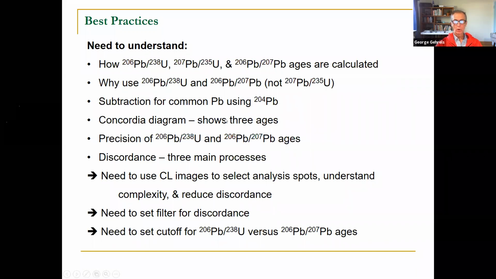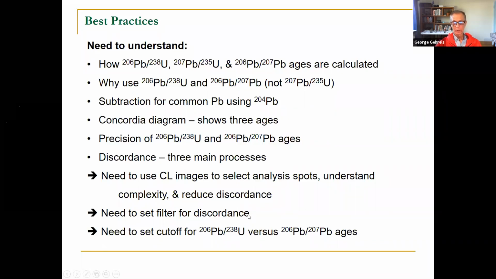You need to know how to use the Concordia diagram. That's how you're going to present your data. You need to know the precision of these 206-238 versus 206-207 ages so you can choose which one you're going to report. And then you need to understand the patterns of discordance, those three main processes. CL images are an absolutely essential tool for doing that kind of analysis. You need to be able to see where the spot is in each grain to understand that discordance process.